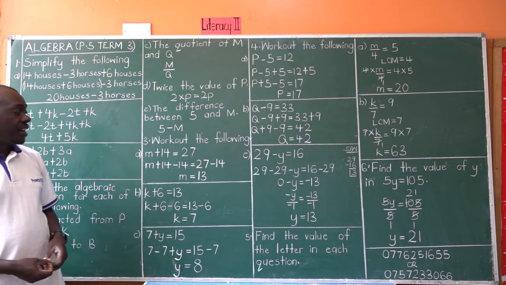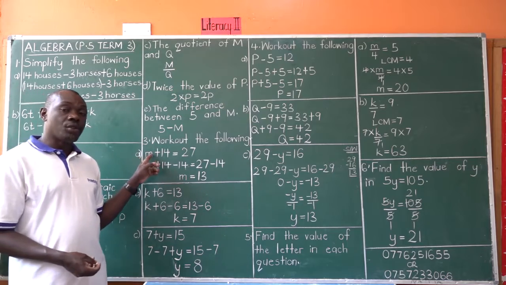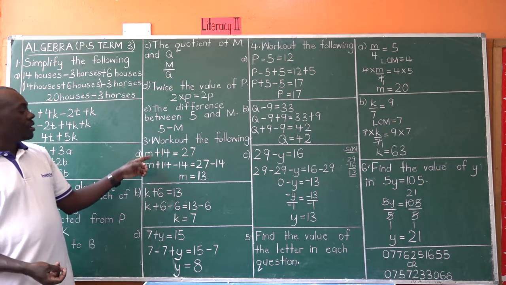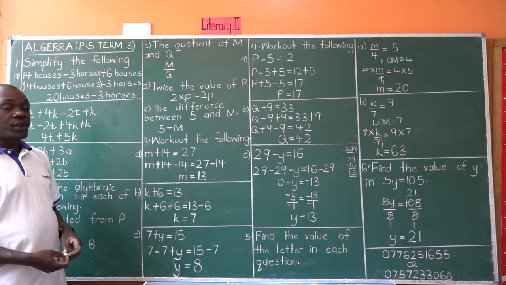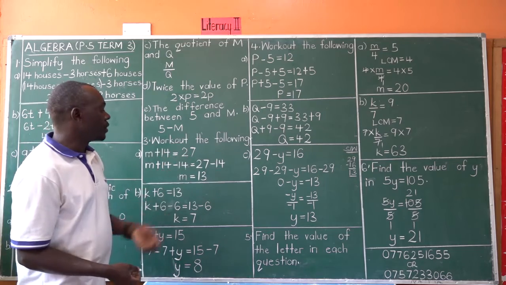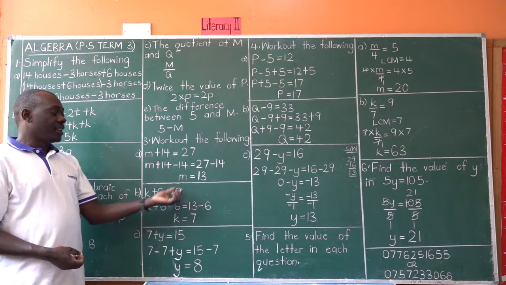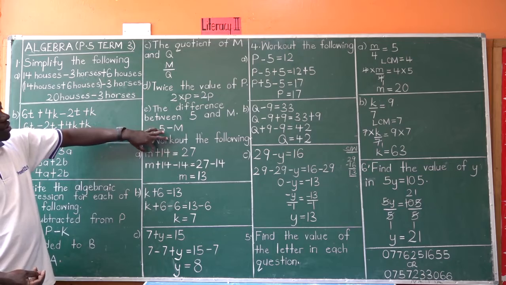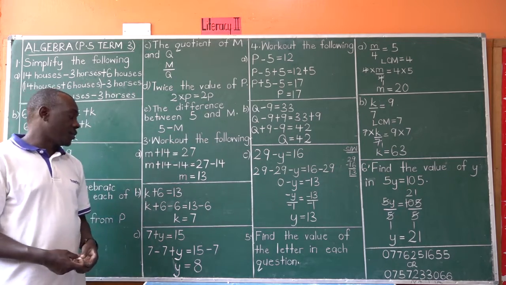In order to justify your answer, you replace, that's what's called to substitute. You substitute m with 13 and see. Is it true that when I've got 13 and you add 14, we get 27? You try and see, 13 plus 14. You get 27? If not, 13 is wrong. If yes, then the value of m is indeed 13. So the value of m is 13 because 13 plus 14, you get 27. So that's how we work it out.